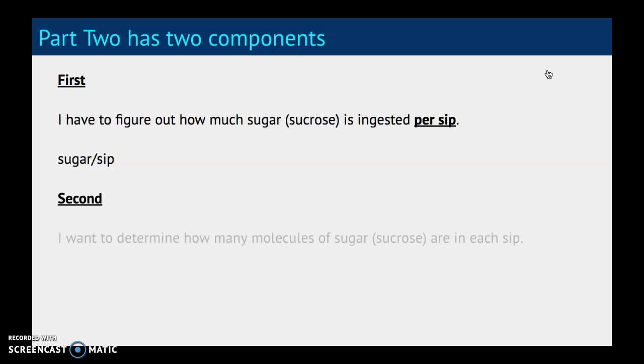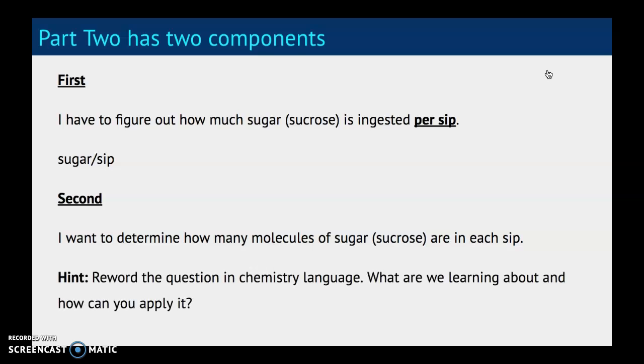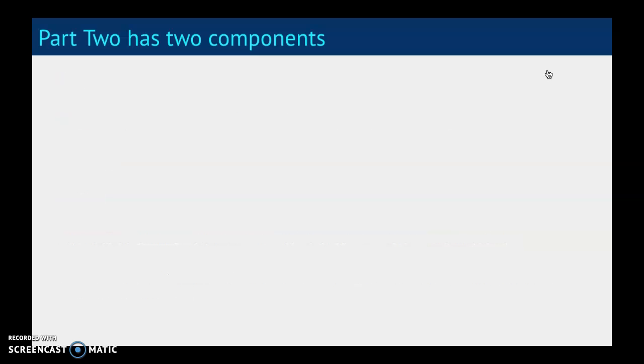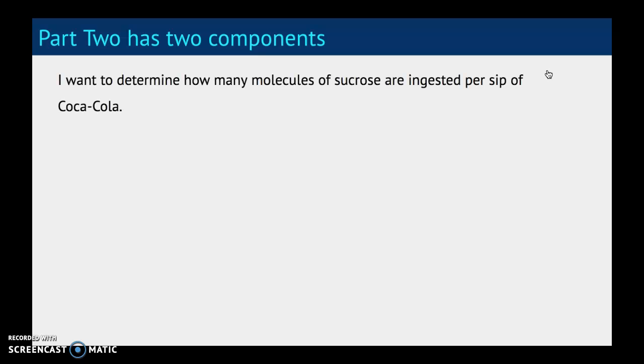The second thing that we have to figure out here that's a challenge is you want to determine how many molecules of sugar or sucrose are in each sip. Here's a hint that I think is really helpful for solving some of these problems: reword the question in chemistry language. What are we learning about currently, and how can you apply it to the situation that we're in? Think about the tools that you have. Here's the way that I might reword it: you want to determine how many molecules of sucrose are ingested per sip of Coca-Cola.